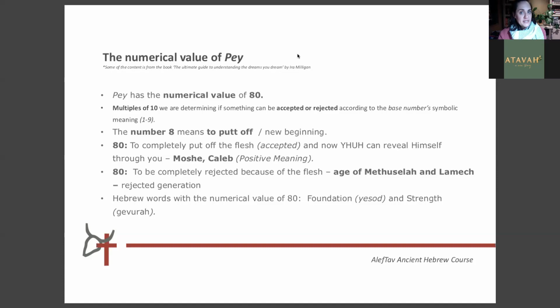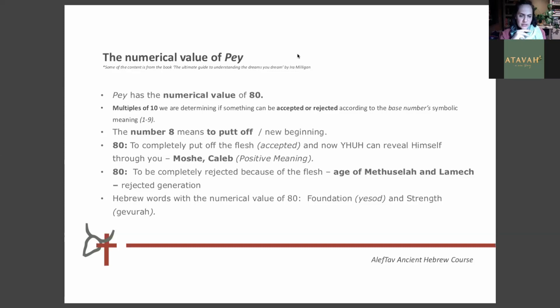But this is the positive meaning of the number 80. And as with all the other numbers and letters we've looked at, it can usually have a positive or a negative interpretation. So if we look again towards the word, we see 80 was also mentioned in the ages of Methuselah and Lamech. Methuselah was Noah's grandfather and Lamech was his father. And they both represent the rejected generation that was judged. In essence, they were wiped off the face of the earth.